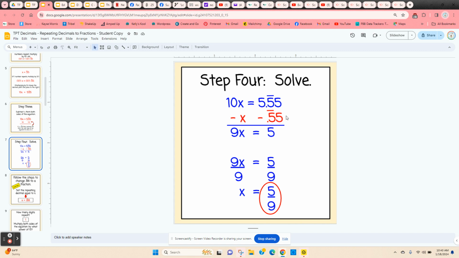This equals x, so we know we can subtract x on the left-hand side and 0.5 repeating on the right. What that does is eliminate the repeating part of our equation. So we get 9x on the left-hand side and the whole number 5 on the right. And then we can go ahead and solve for x, and we get our answer of 5/9.